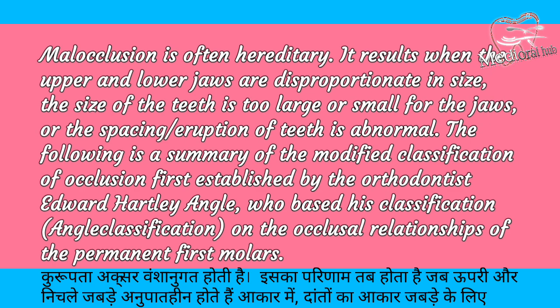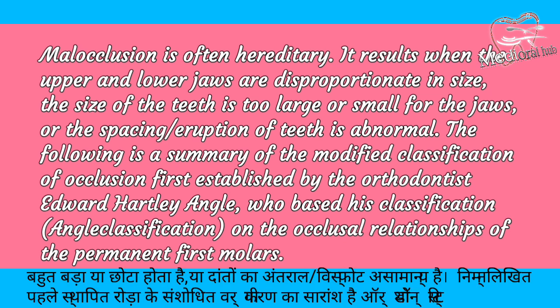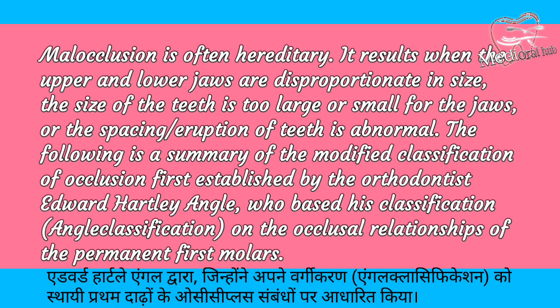Malocclusion is often hereditary. It results when the upper and lower jaws are disproportionate in size, the size of the teeth is too large or small for the jaw, or the spacing or eruption of the teeth is abnormal. The following is a summary of the modified classification of occlusion first established by the orthodontist Edward Hartley Angle, who based his Angle classification on the occlusal relationship of the permanent first molar.